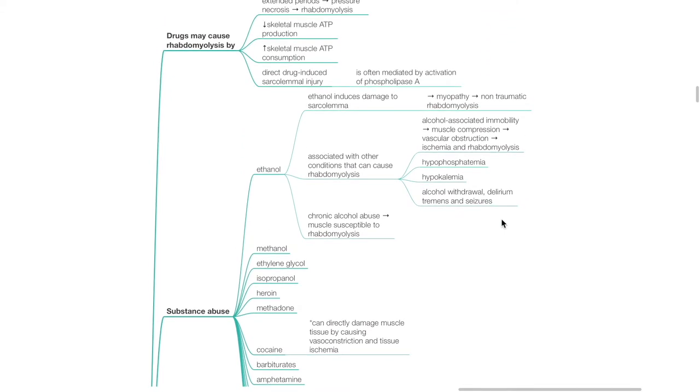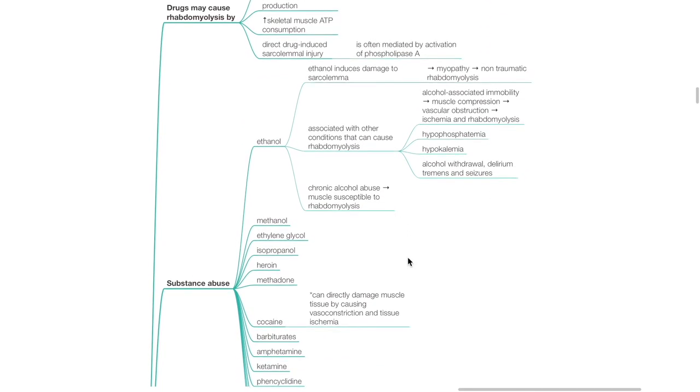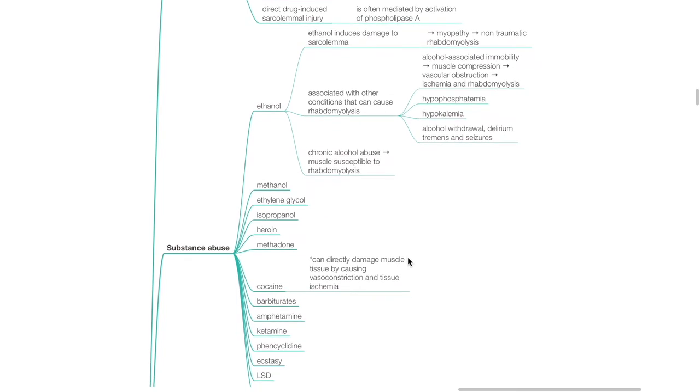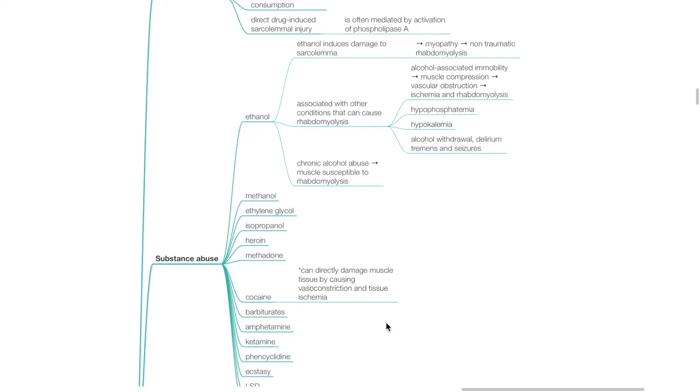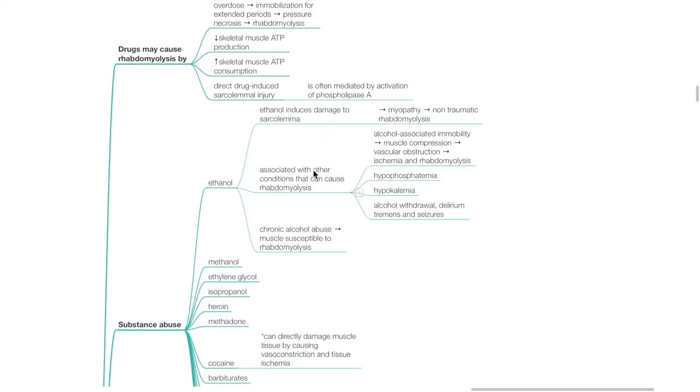Substance abuse, such as ethanol, methanol, ethylene glycol, isopropanol, heroin, methadone, cocaine, barbiturates, amphetamine, ketamine, phencyclidine, ecstasy, and LSD, etc., can cause rhabdomyolysis. Ethanol induces damage to sarcolemma, resulting in myopathy and non-traumatic rhabdomyolysis. Alcohol abuse is also associated with other conditions that can cause rhabdomyolysis. For example, alcohol-associated immobility results in muscle compression and muscle ischemia, which causes rhabdomyolysis.